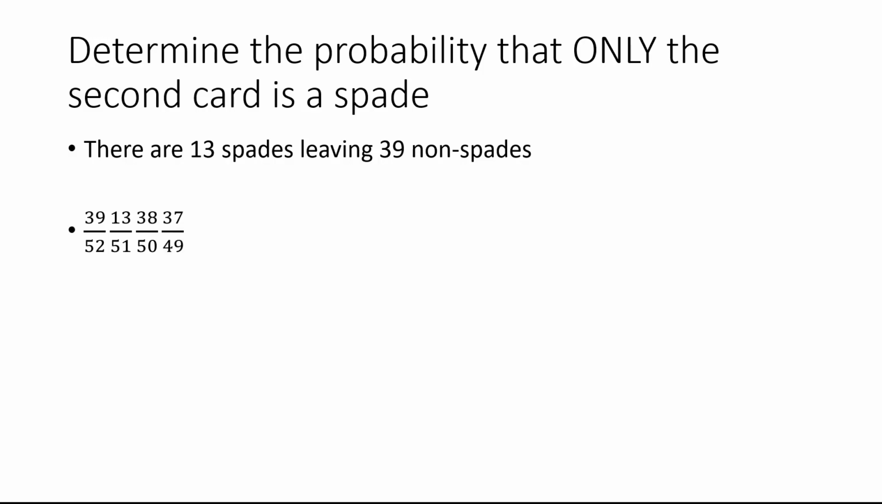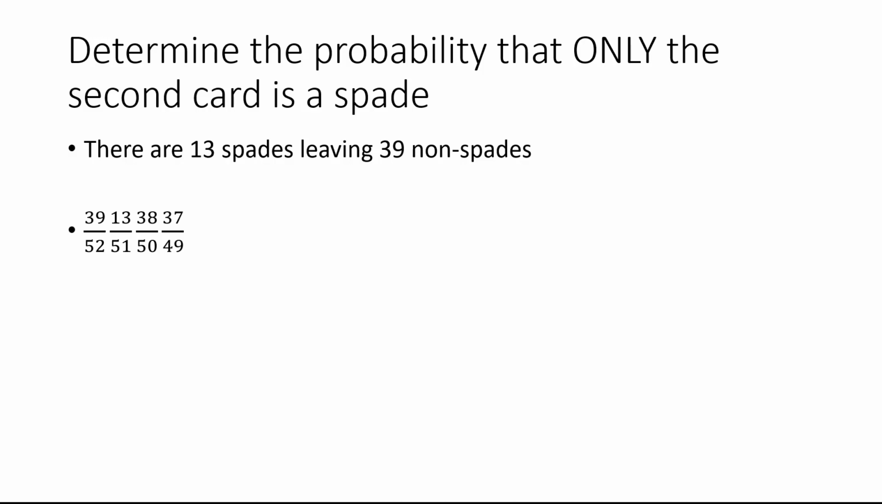So if the first one is not a spade, there's 39 cards to choose out of the 52. The second one has to be a spade, so there's 13 spades to choose from out of the total 51 cards that are left. Because now, after the first card, there's 51 left. So we're not replacing the cards.